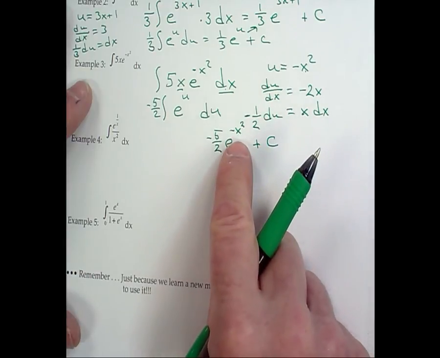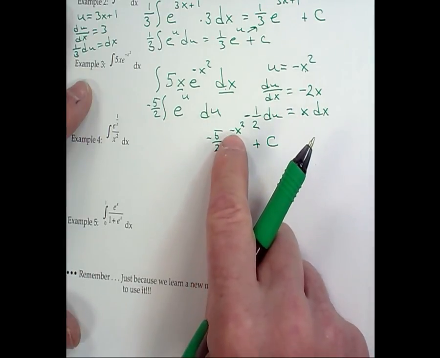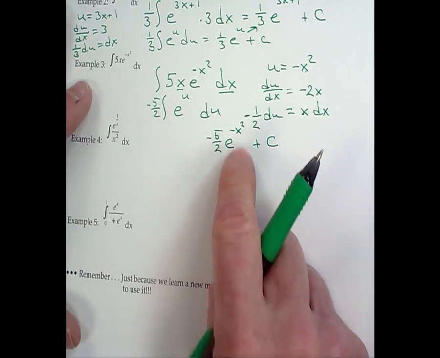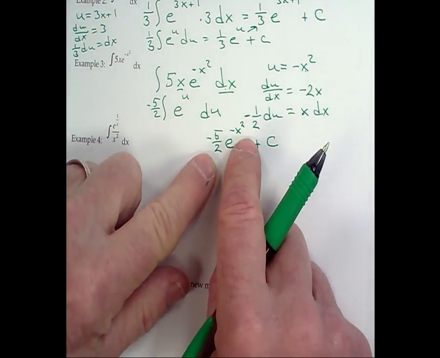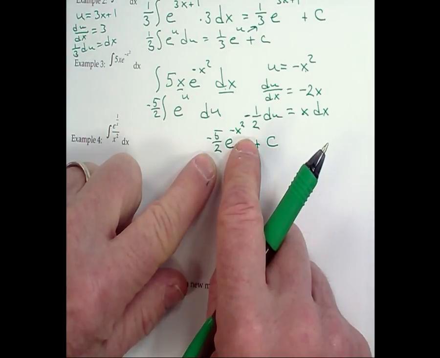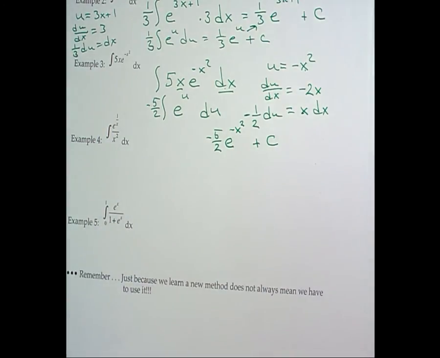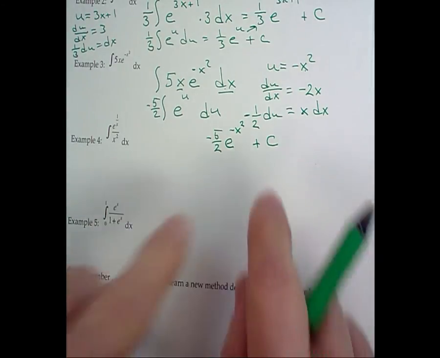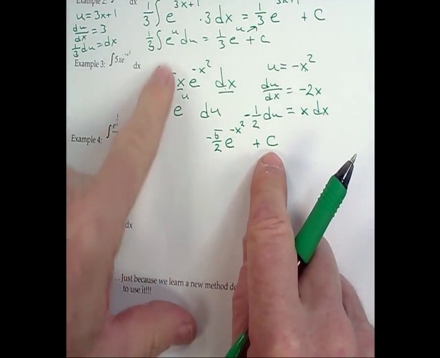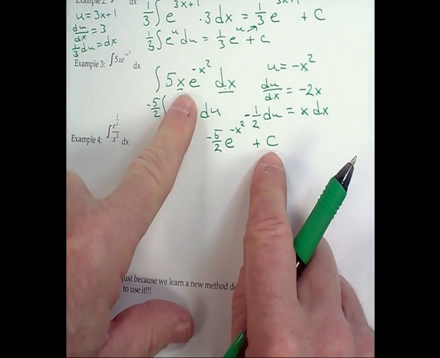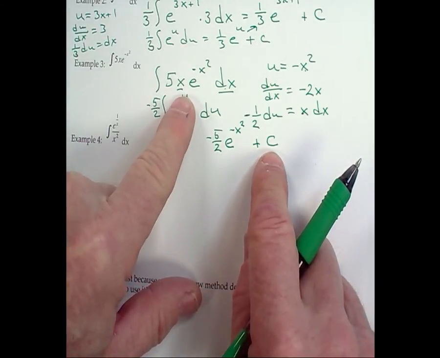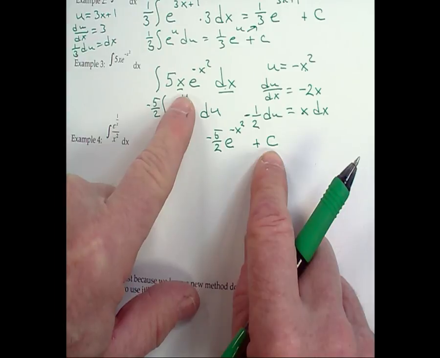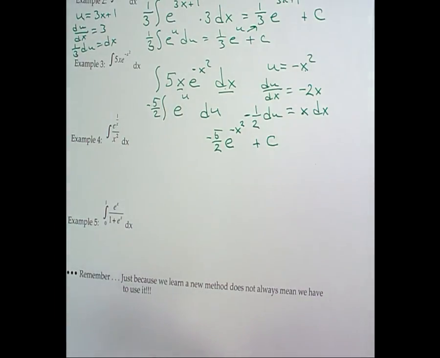If I take the derivative of this, I'll have a negative 5 halves e to the negative x squared times a negative 2x, correct? And the negative 5 halves times the negative 2 will be 10 over 2, which is 5. Okay, so I check. I check if I take the derivative of this, will I get what I started with? Because this is a simplified derivative, correct? We doing okay?